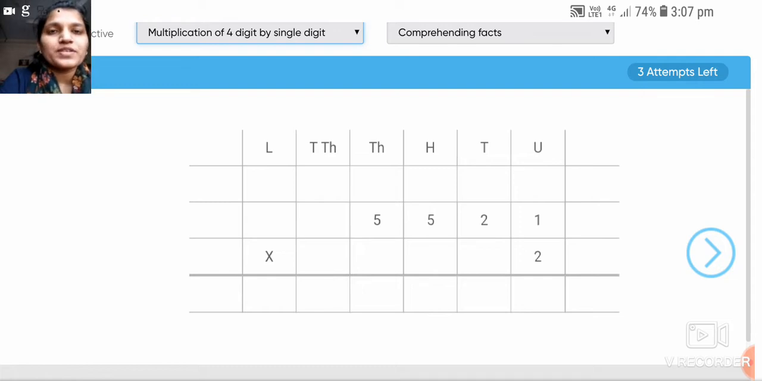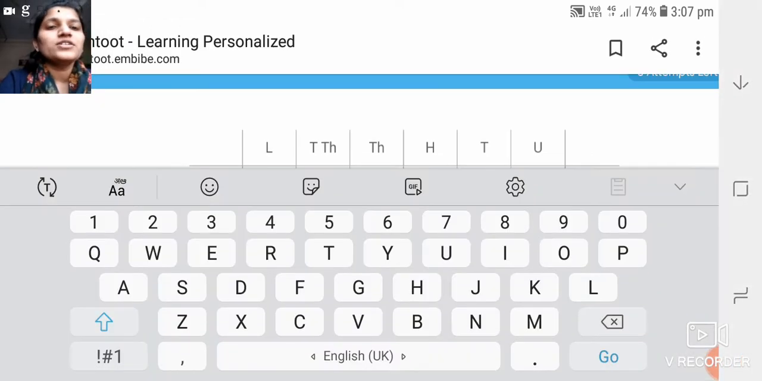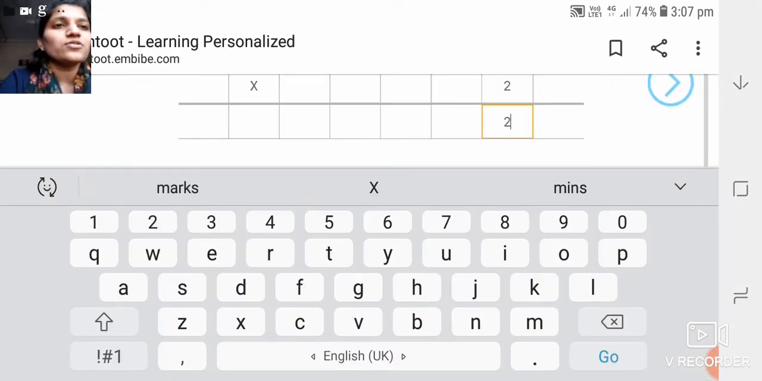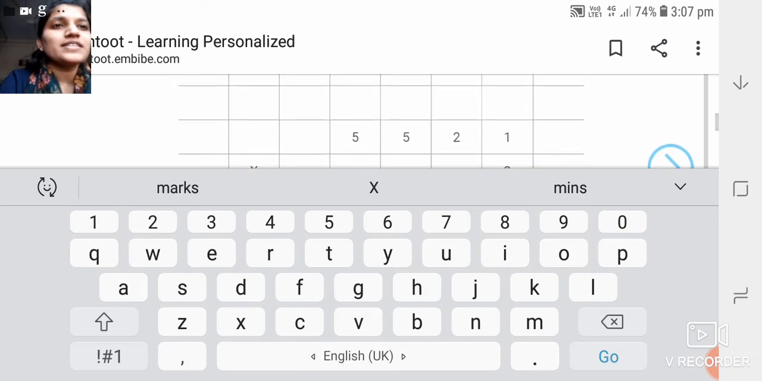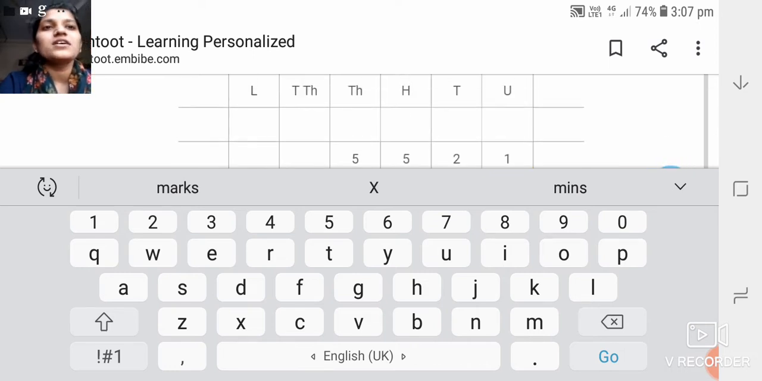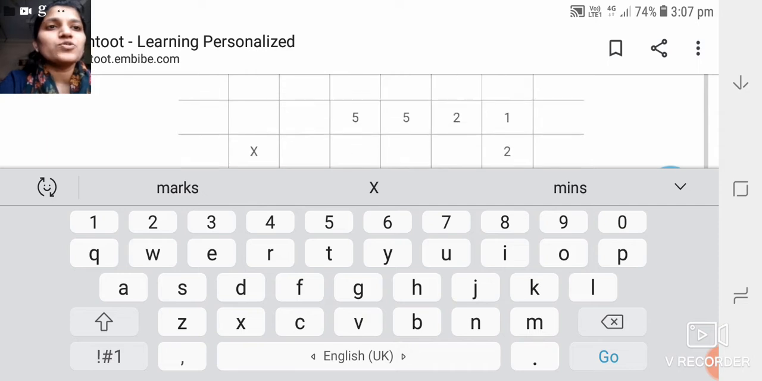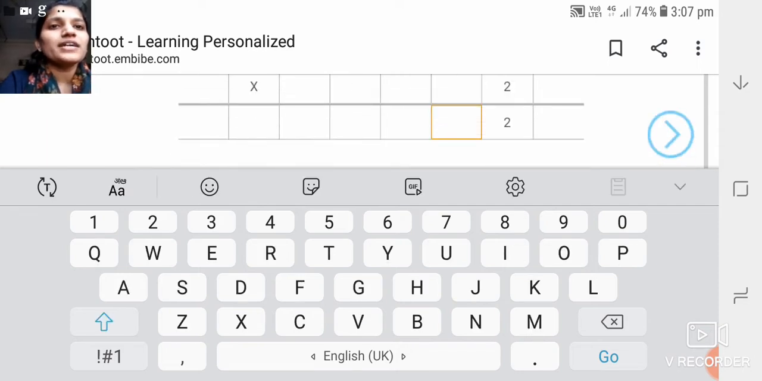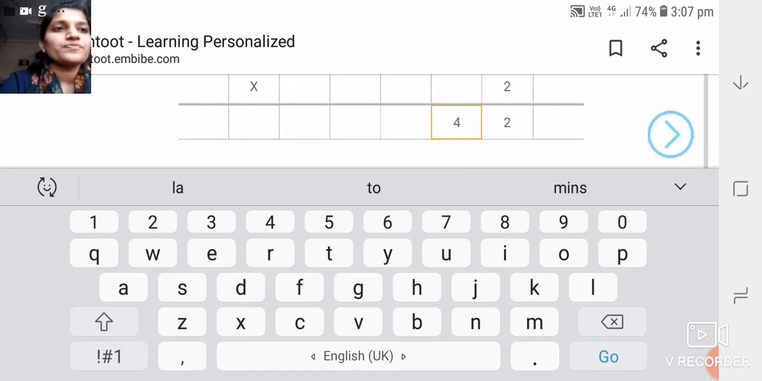Here we can see that we have the example 5521 into 2. That means we are going to multiply 5521 into 2. First of all we multiply 2 by 1, that is in ones, then 2 by 2, 2 by 5, and again 2 by 5, right? In the unit place we multiply 2 into 1, so 2 ones are 2, we write 2. Then 2 into 2: 2 is in the tens place, so 2 2s are 4.